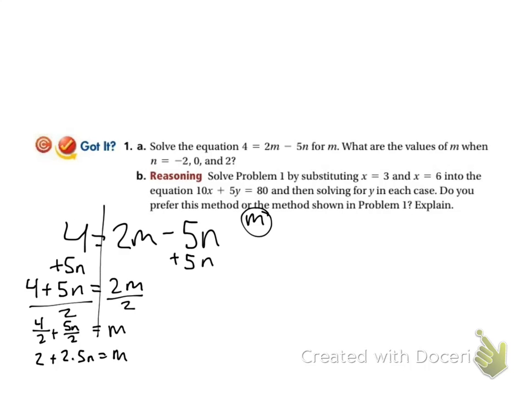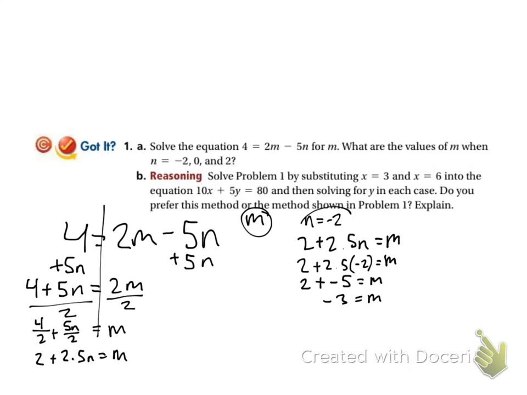And then they want to know what are the values for m when n is equal to negative 2, 0, and 2. So when n is equal to negative 2, my equation is 2 plus 2.5n equals m. So I plug in negative 2. 2 plus 2.5 times negative 2 equals m. 2 plus negative 5. So m is negative 3. So when n is negative 2, m is negative 3.